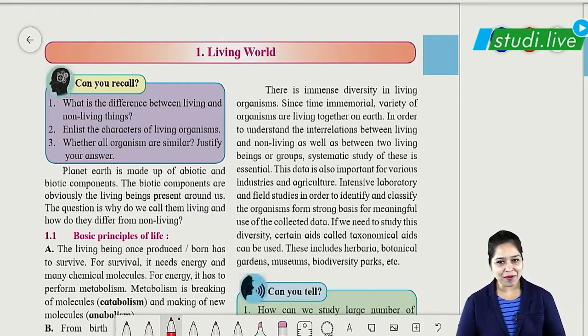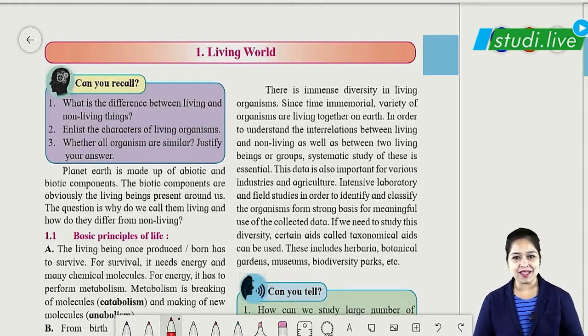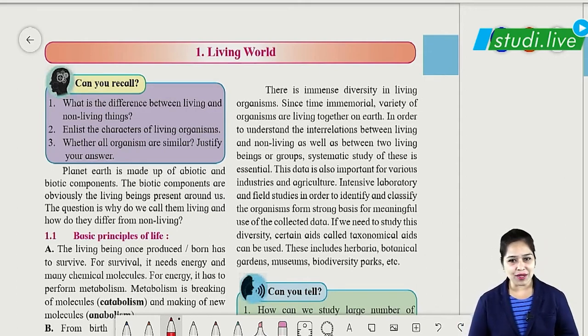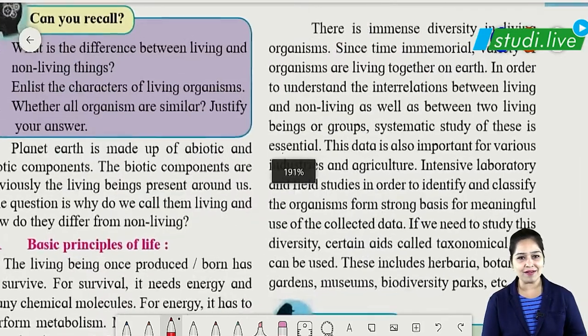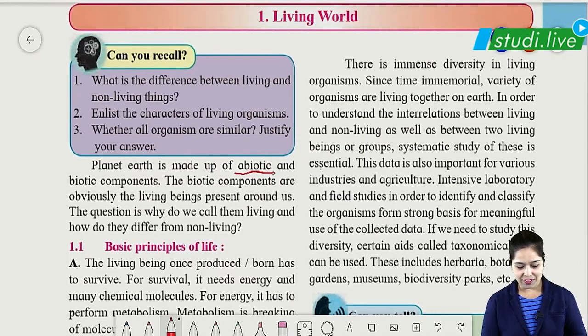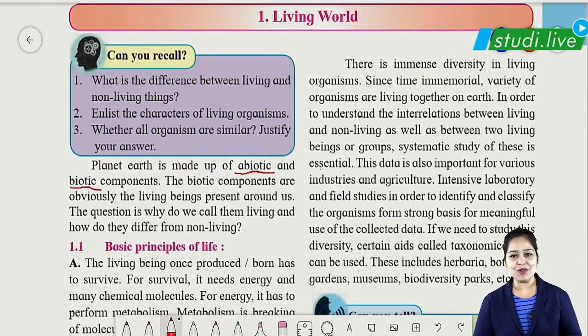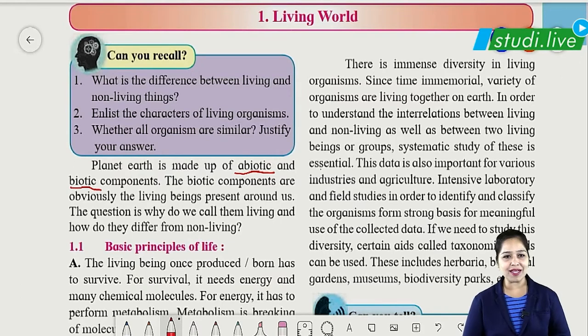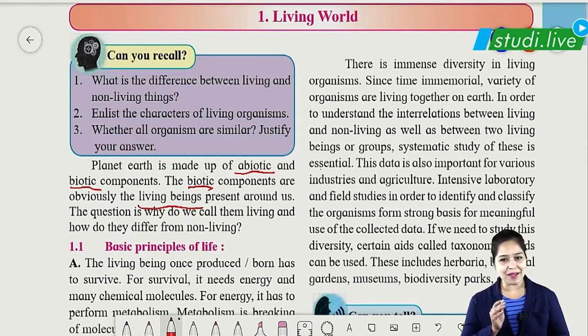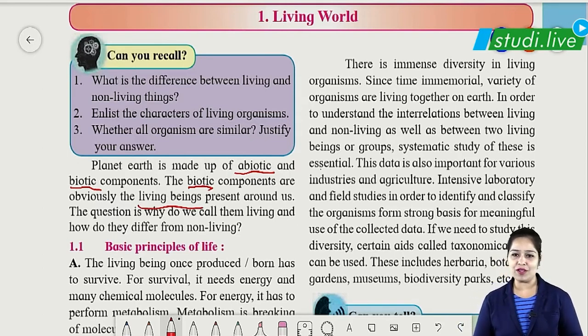Now, in this chapter we know an interesting thing that our entire planet is composed of two components, biotic and abiotic. So everything present on our earth is included in abiotic and biotic components. The abiotic ones are the non-living ones, whereas the biotic components are the living organisms.